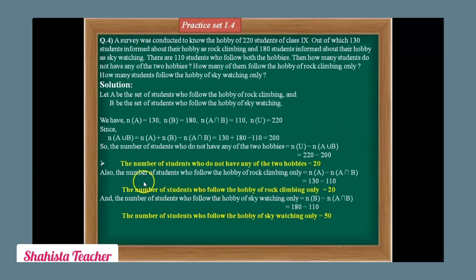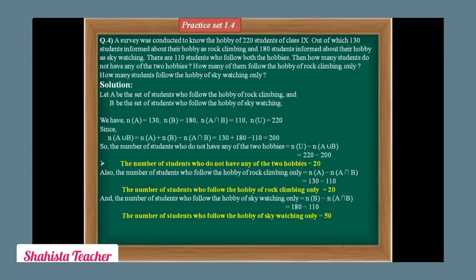So see the highlighters. Number of students who do not have any hobby: there are 20 students. Number of students who follow the hobby of rock climbing: there are 20 students. And number of students who follow only the hobby of sky watching is 50. Only rock climbing hobby students are 20. And students who do not have any hobby: how much? There are 20. So students, in this way, we finish practice set 1.4 question number 4.